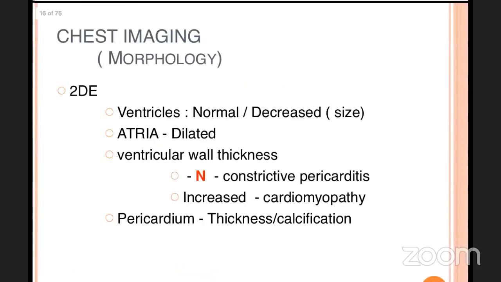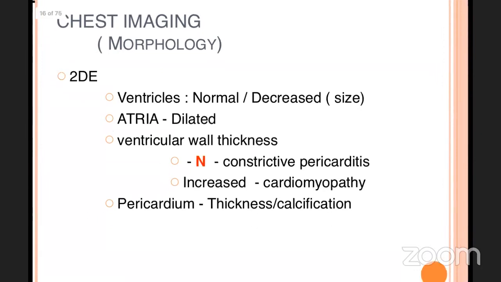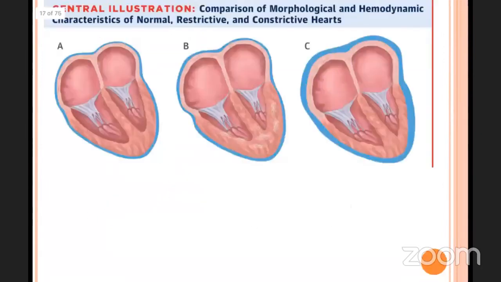So chest imaging, by way of a 2D echo, is probably one of the methods, and then we see what is happening to the morphological abnormalities that occur in these two conditions, that is constrictive pericarditis and restrictive cardiomyopathy. This is a diagrammatic way of showing that. You will see that the blue line covering the outer area of this image is the pericardium, and in image C, where the blue line is very thick, is the constrictive pericarditis.